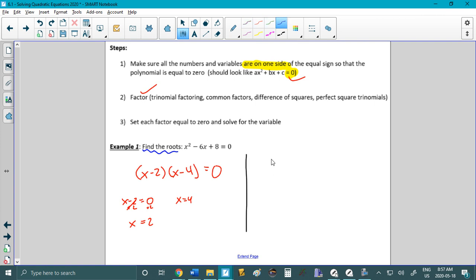I just want to show you one more thing. So let's say we got this. So let's say we factored it, and I want to know what are the roots, because this is going to come up a lot.